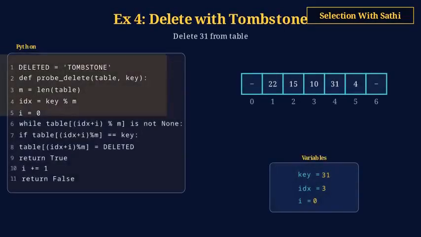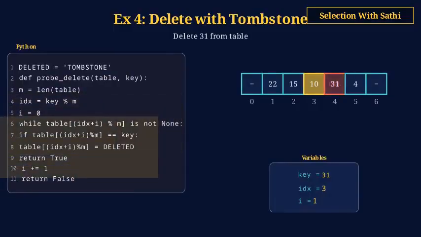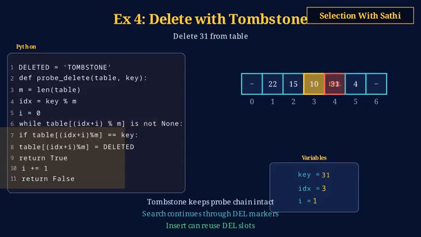Deletion in open addressing requires special handling. We cannot simply empty the slot because probing chains would break. Look at line 1, we define a Tombstone sentinel value. Lines 6 through 8, scan for the key using the same probe sequence. When found, line 8 marks the slot as Tombstone instead of None.